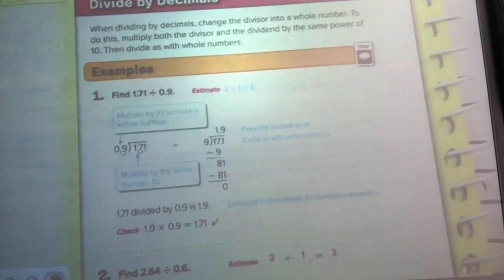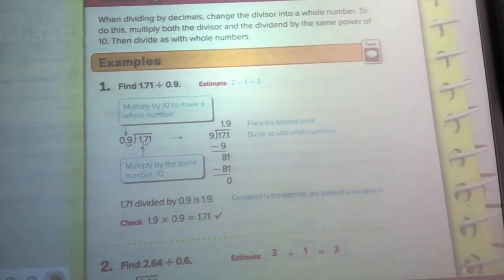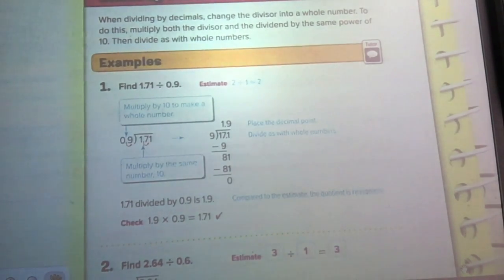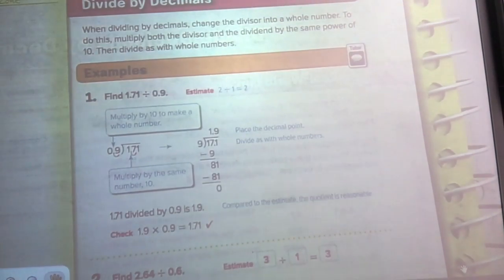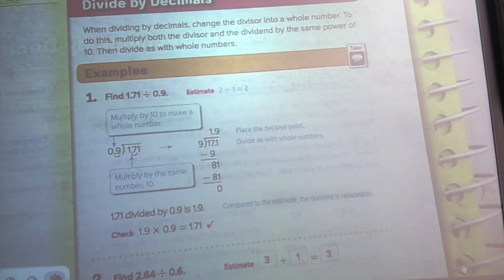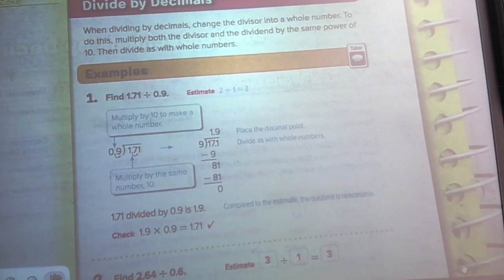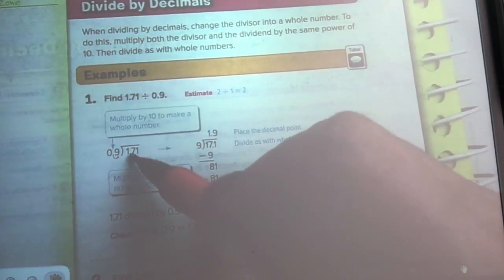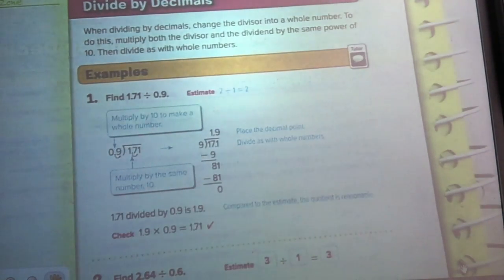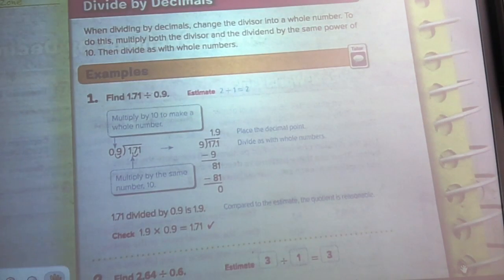The example that it gives us is 1.71 divided by 0.9. You can estimate it and get an idea of about what it would be: 2 divided by 1, because 1.71 is really close to 2, and 0.9 is really close to 1. And then that'll give us an idea if we're right or not. So then here it shows us if we move over one place here, if we move over one place here, it's the same number. It works out to be the same answer.